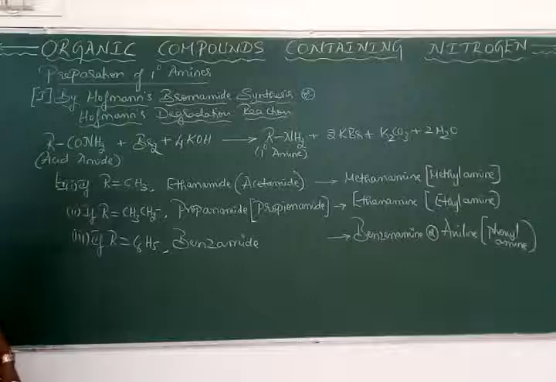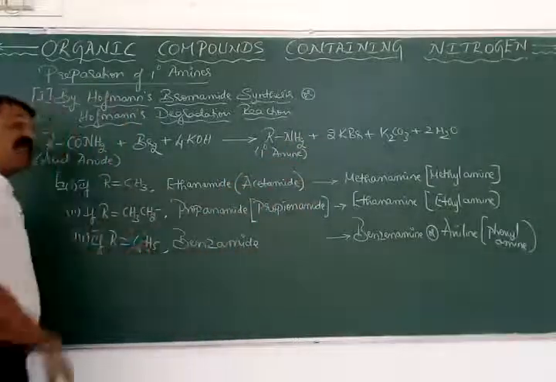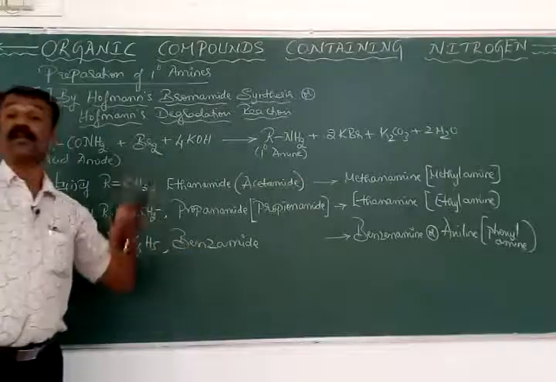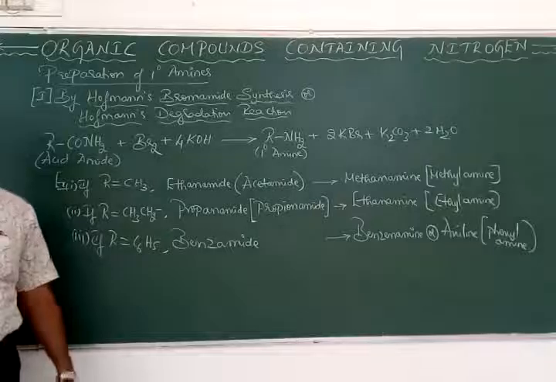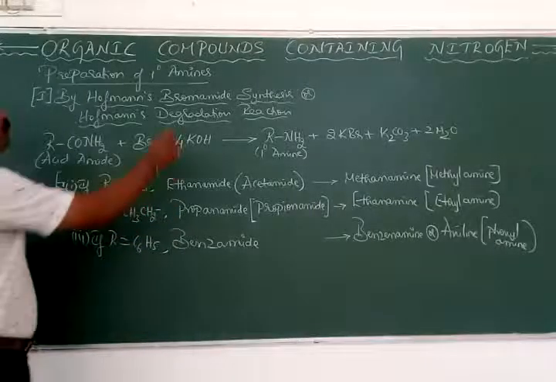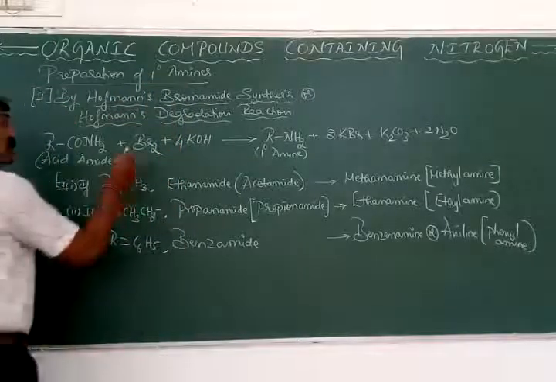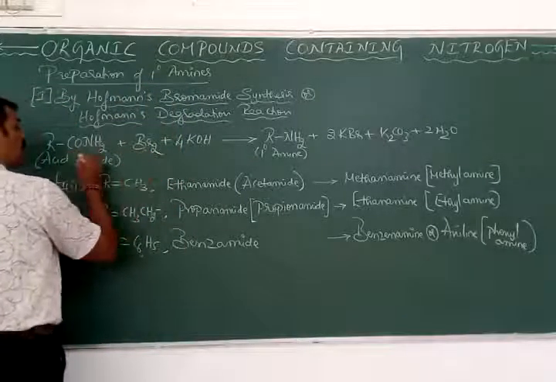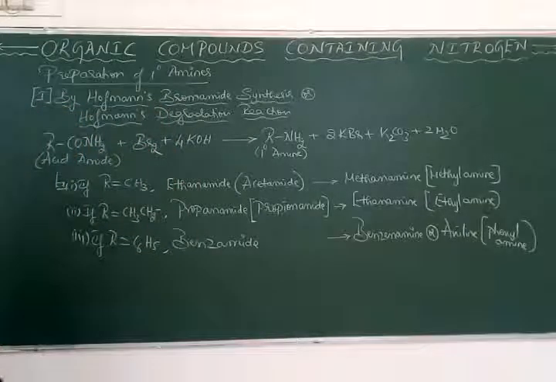Therefore, how to prepare this one? Benzenamine, or aniline, or phenylamine is prepared by treating which one? Benzamide with bromine and then aqueous or alcoholic potassium hydroxide. So why is it called the bromamide reaction, Hofmann's bromamide reaction? As we are using both the bromine and the amide simultaneously, it is called the bromamide reaction. Bromine with amide is called bromamide.